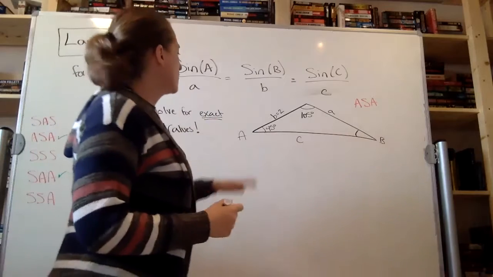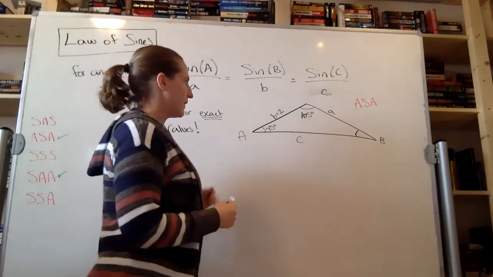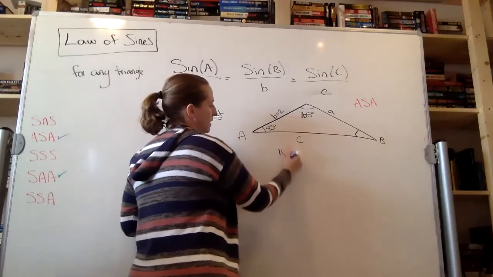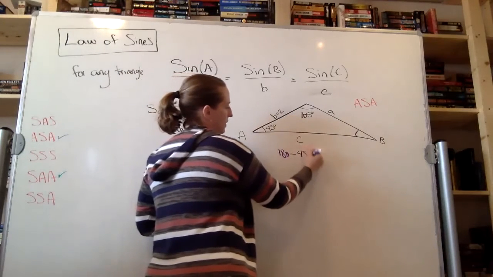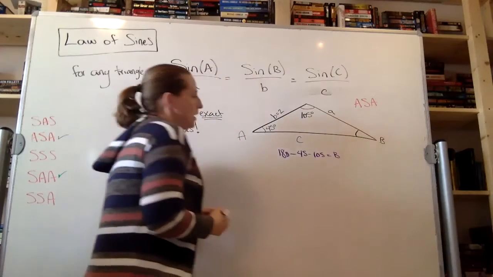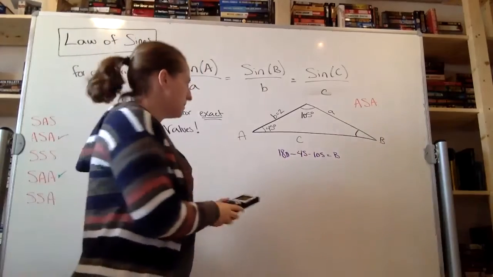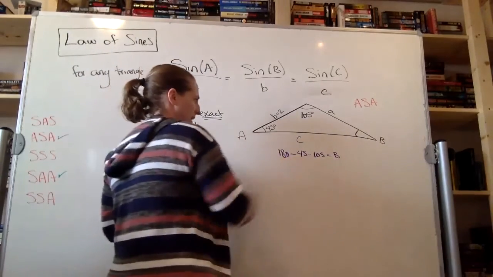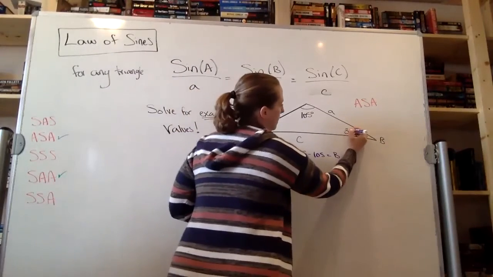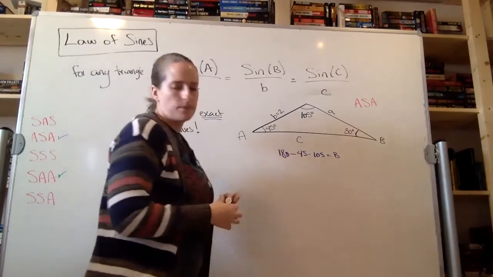Well, first things first, if we know two angles, it's easy to find the third angle. The third angle will be 180 minus 45 minus 105. That's going to be our B. So 180 minus, let's see, 180 minus 150 is going to be 30 degrees. So our B is 30 degrees, okay?